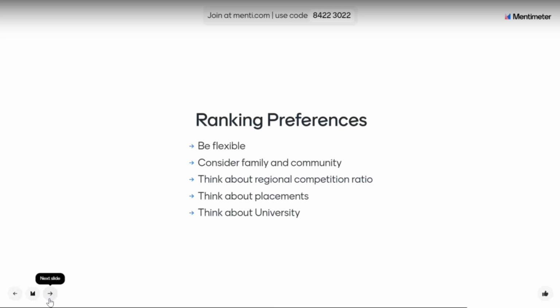What else? So again, when they publish the competition ratios, the one for last year has not been published yet, but they always publish the competition for each region. And usually London is the most competitive. Everybody wants to go to London. So when I ranked my preferences, I put London lower down below. It just gives you an advantage of that place is very competitive.